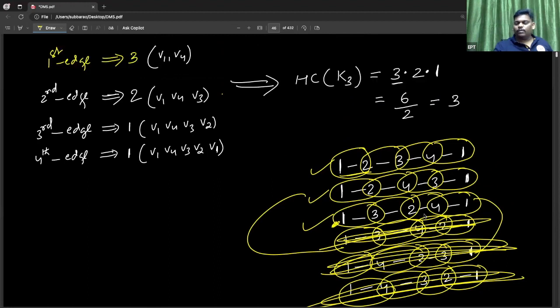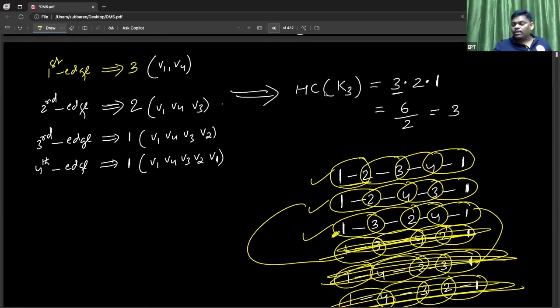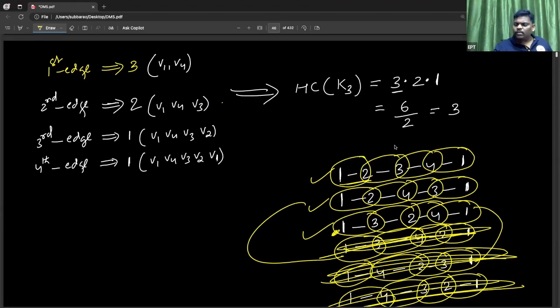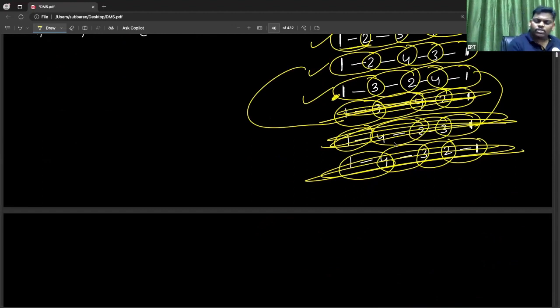So reverse is also coming. So the number of Hamiltonian cycles for K3 is, find out this, divide by 2, and you will get it. Now let me check once again. See this one. Everyone observe the number of Hamiltonian cycles present. Observe properly.